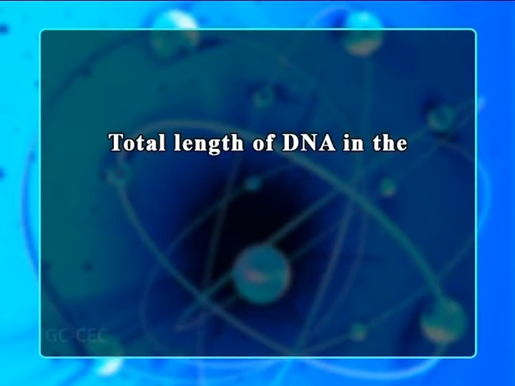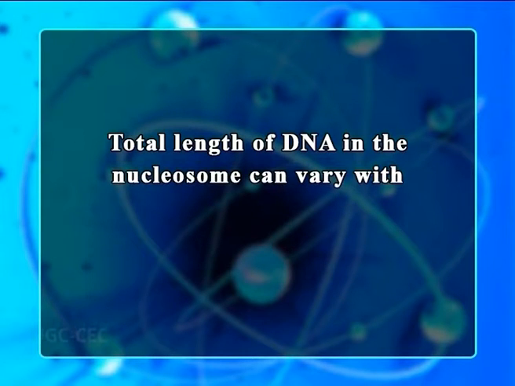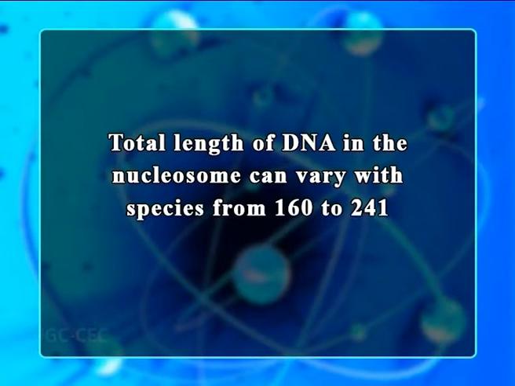The length of the linker region, however, varies between species and cell type. It is within this region that variable linker histones are incorporated. Therefore, the total length of DNA in a nucleosome can vary with species from 160 to 241 base pairs.